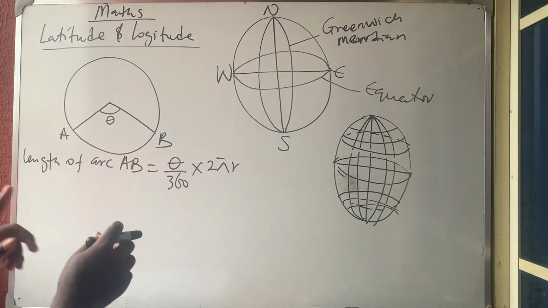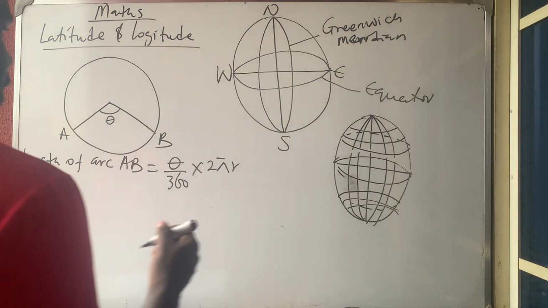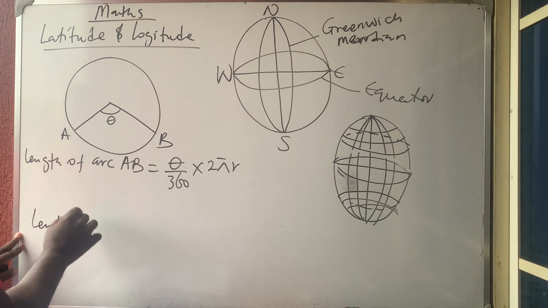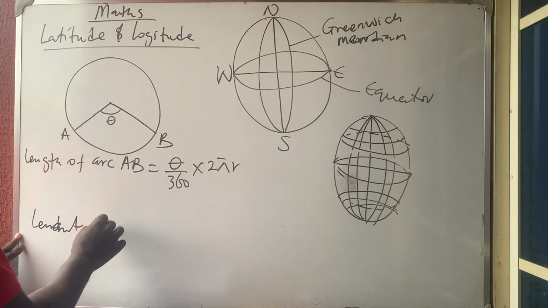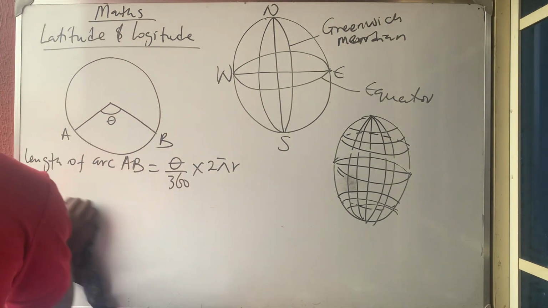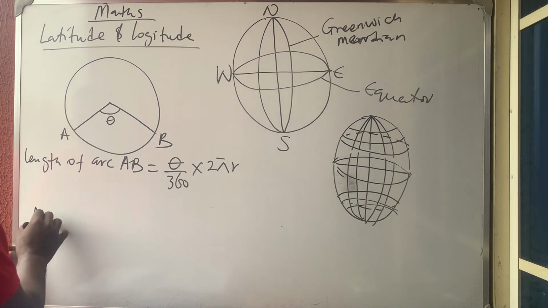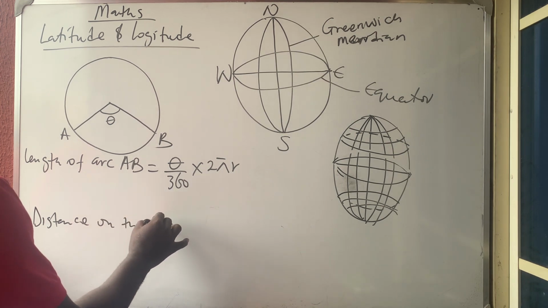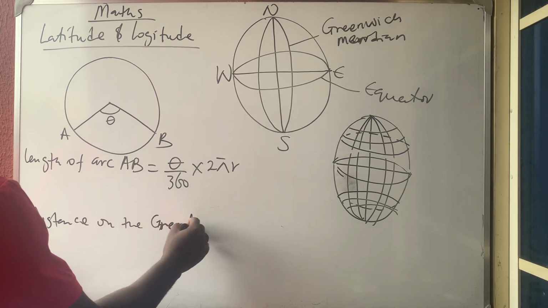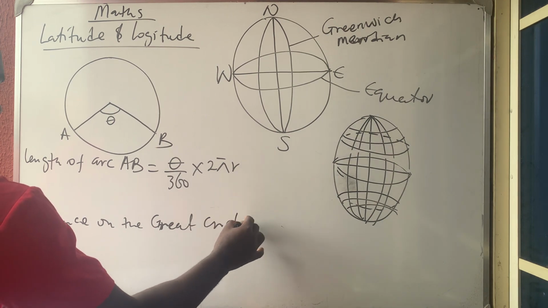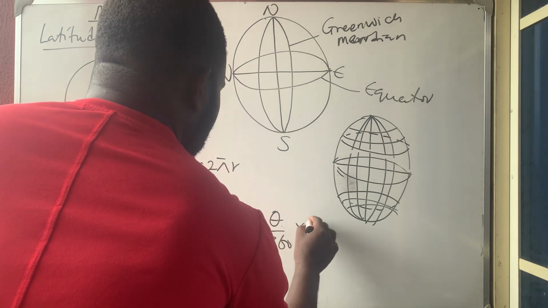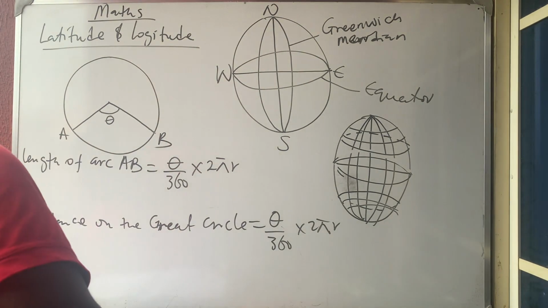Now, if the angle you want to form is on the great circle, we use this formula for the distance on a great circle. The distance on the great circle is theta over 360 times 2 pi r. This is the normal one that you know.